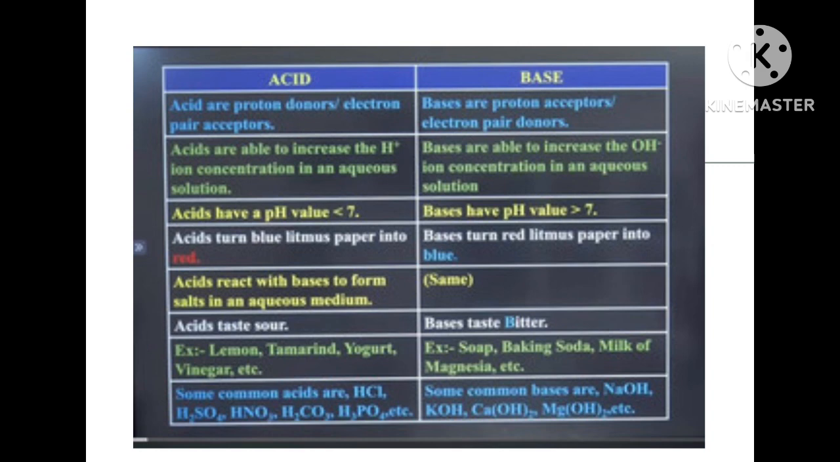Acids always taste sour, whereas bases taste bitter. Examples of acids, you can write here lemon, tamarind, yogurt, etc. Whereas the things in which base is present are soap, baking soda, milk of magnesia. Some common formulae for acids are HCl, that is hydrochloric acid, H2SO4 sulfuric acid. Similarly, for bases, some common formulae are sodium hydroxide NaOH, KOH is potassium hydroxide, etc.